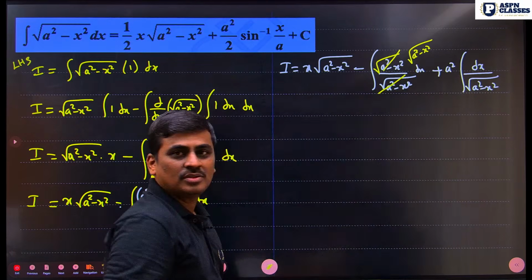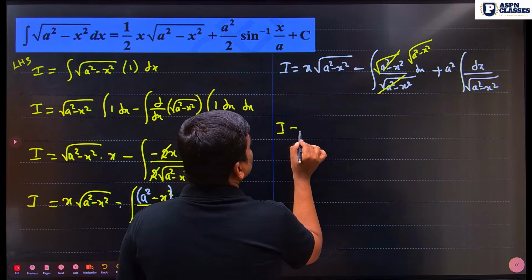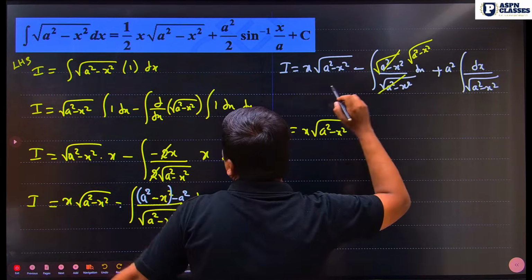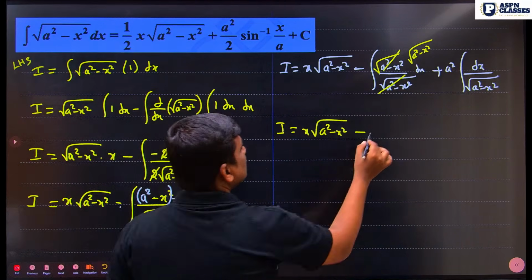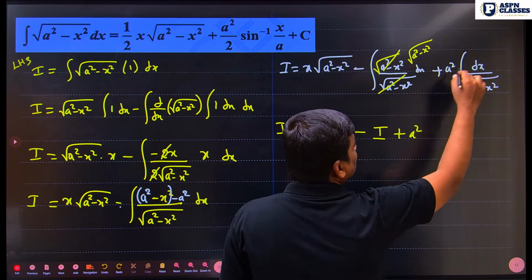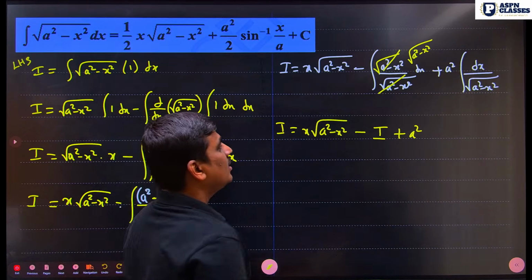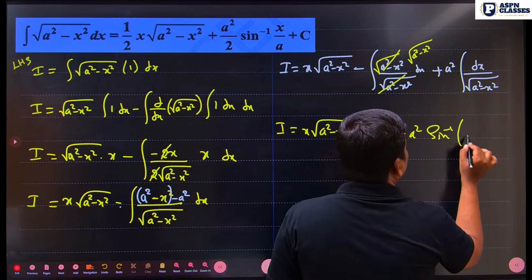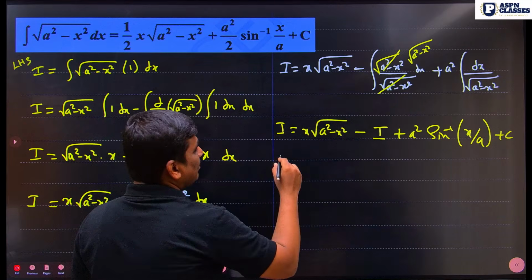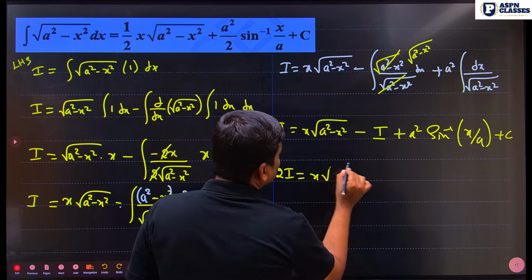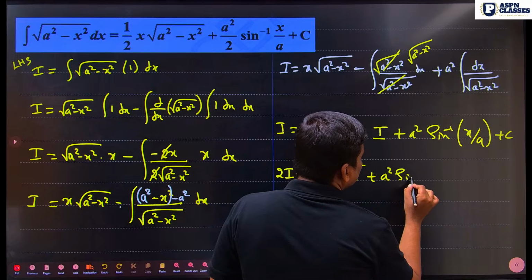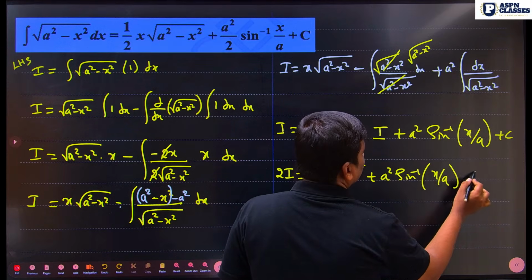Now I'm going to cancel these two results. Okay, so what are the remaining answers? X root of a square minus x square, again this is the minus, so the remaining part is again the question only, students. Repeatedly the same step, so better I'm going to try directly: it is I only, these two parts cancel, and the remaining is I plus a square. So what is the formula of root of a square minus x square? It is very simple, sine inverse of x by a plus c. Okay, so I, you need to take this side, I plus I is 2I, the remaining part x into root of a square minus x square, then the remaining result a square into sine inverse of x by a plus c.